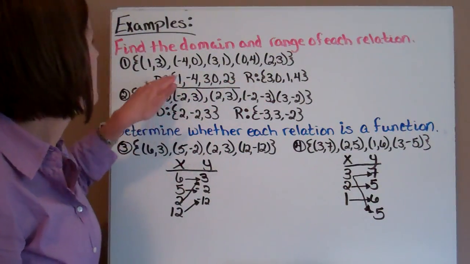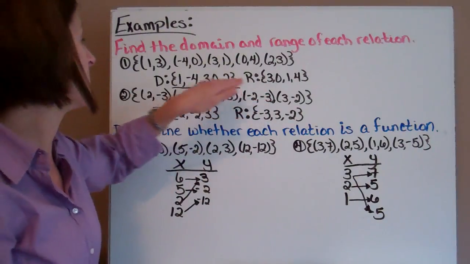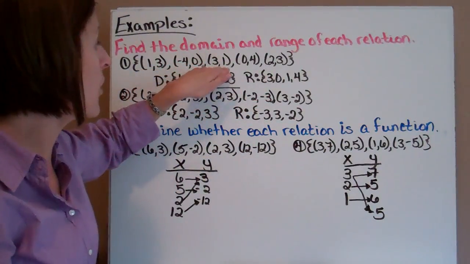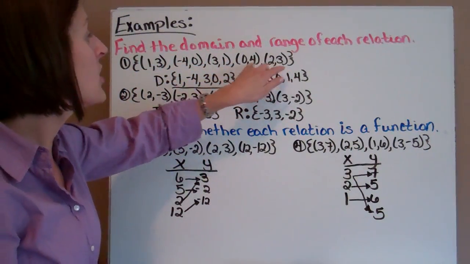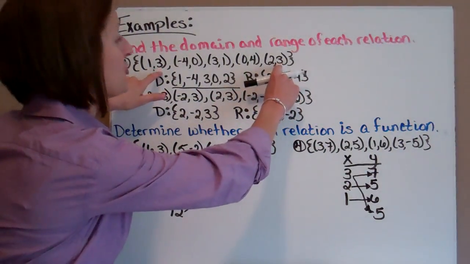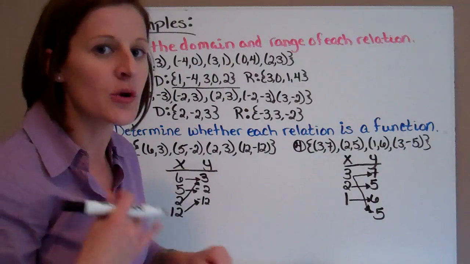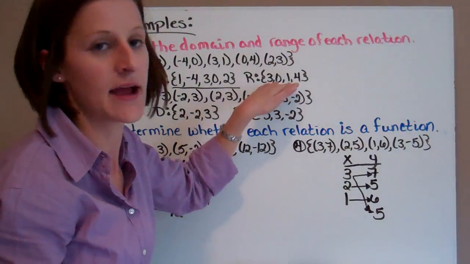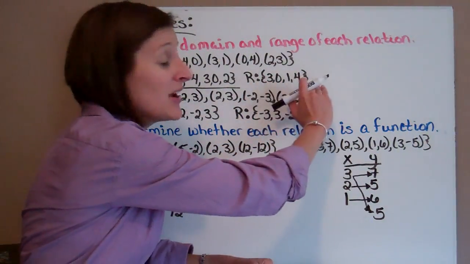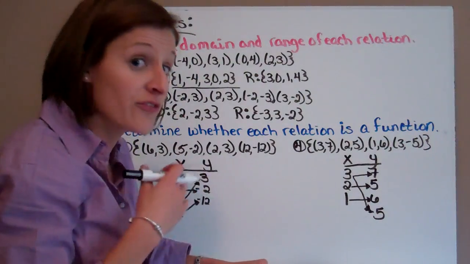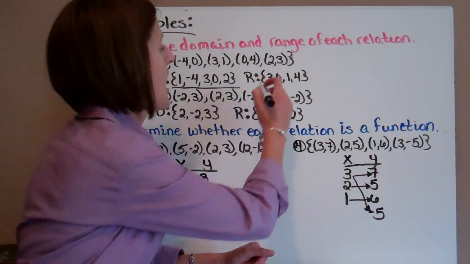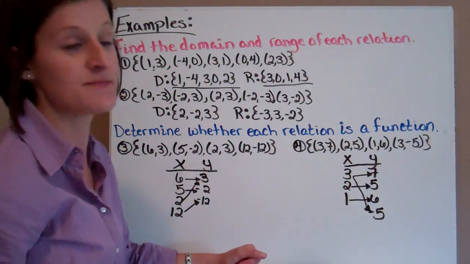Okay? My range are my y values. That's 3, 0, 1, 4, and 3. Notice I have 3 written twice, two 3's going to two places. I only have to write it once. You don't need to write a 3 a second time for the range. So notice I don't even have to put them in order from least to greatest or greatest to least. I just list my values.